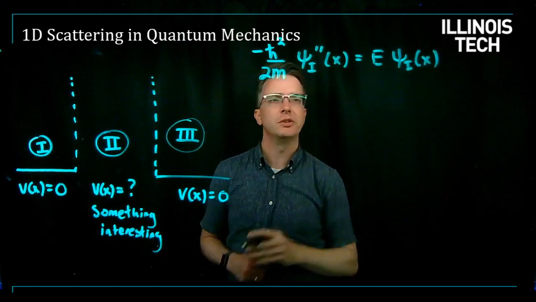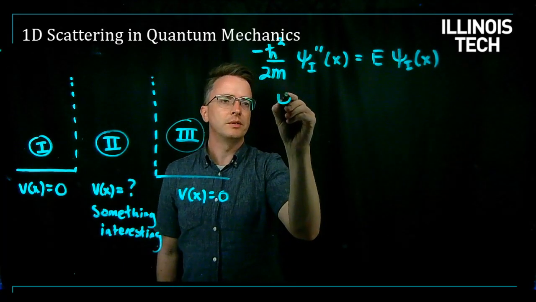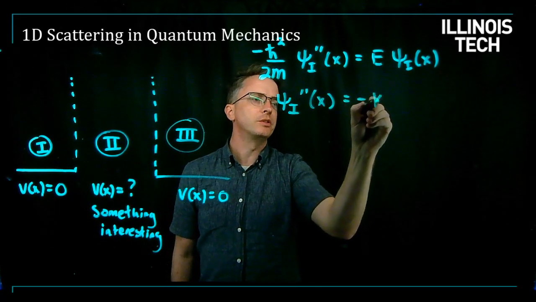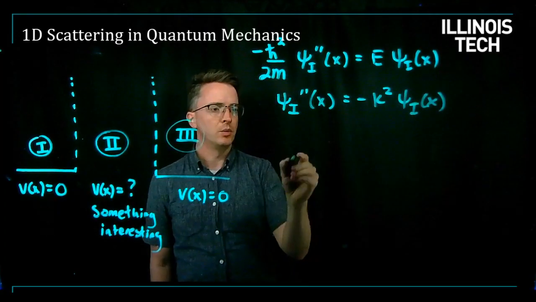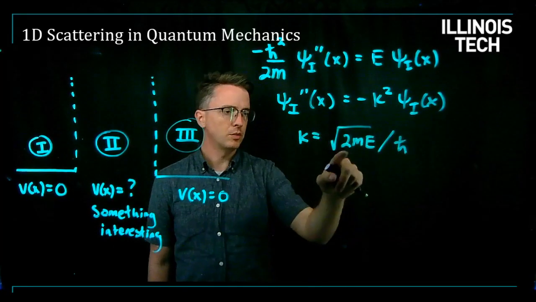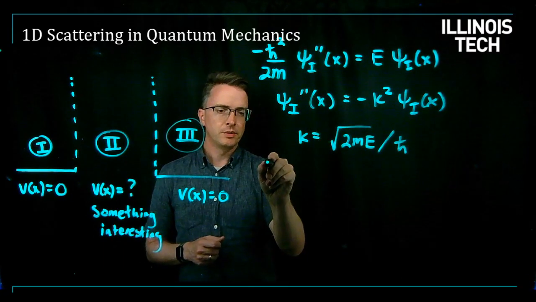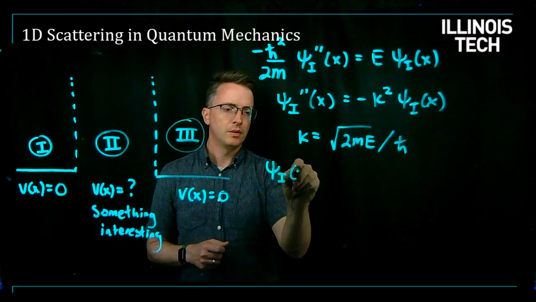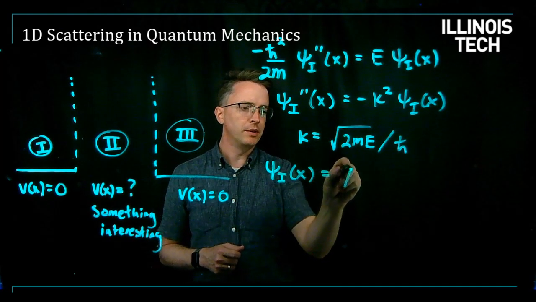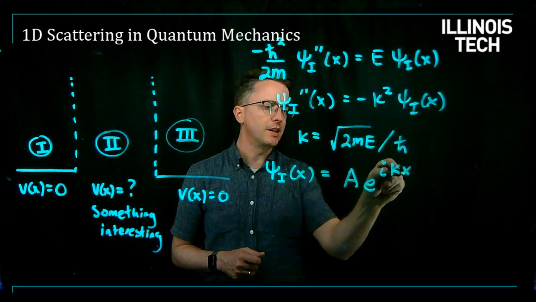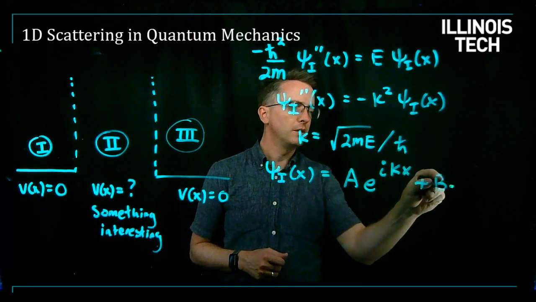Right? No potential. And you can write this as psi1 double prime of x is equal to minus k squared psi1, where k is defined to be the square root of 2mE over h bar. And the solutions in general can be written as complex exponentials, a e to the i kx plus b e to the minus i kx.